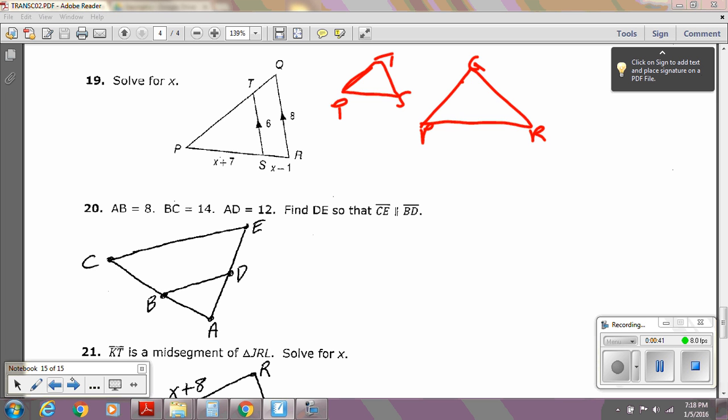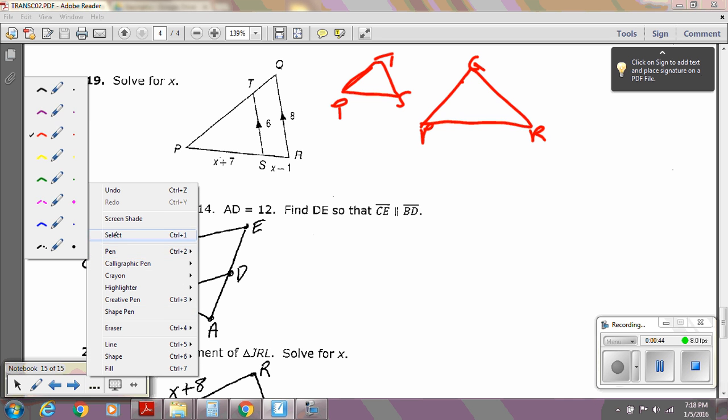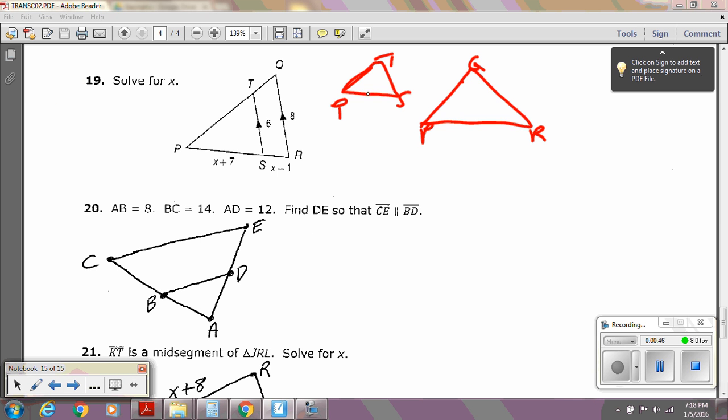On the smaller one, you want to label the sides as well as on the larger one. PS is x plus 7. TS is 6. QR is 8. We would have to combine x plus 7 with x minus 1 in order to know what PR would represent. So you have x plus x, which is 2x, and then you have a positive 7 minus 1, which would give you a positive 6. So 2x plus 6.